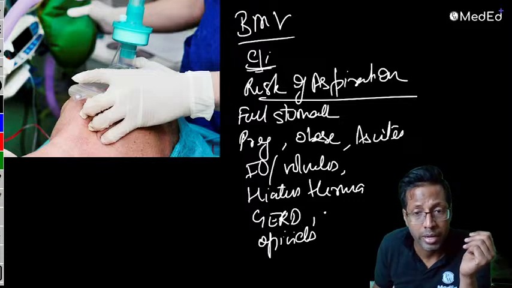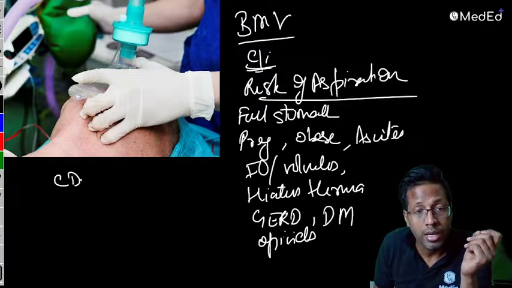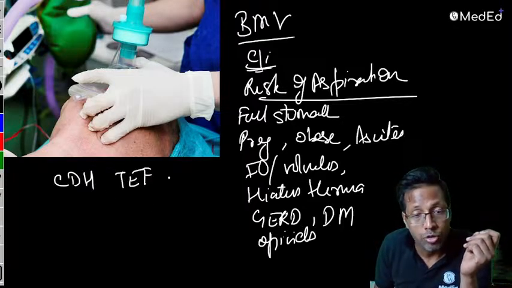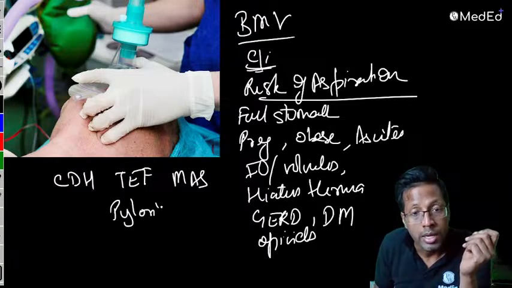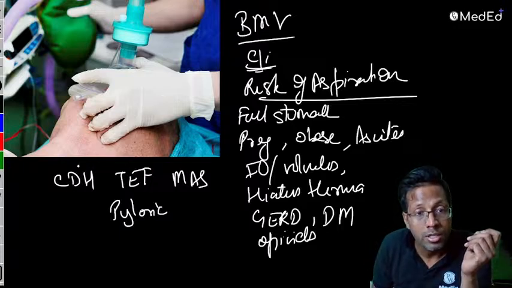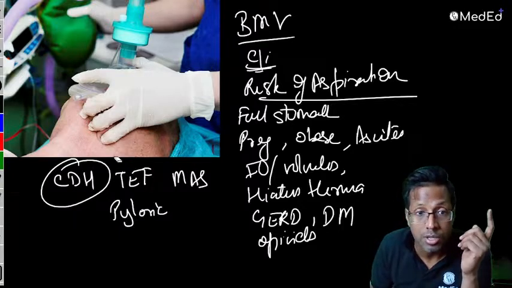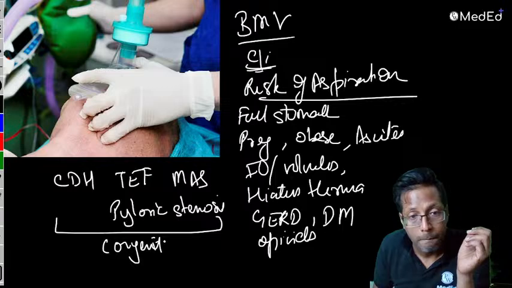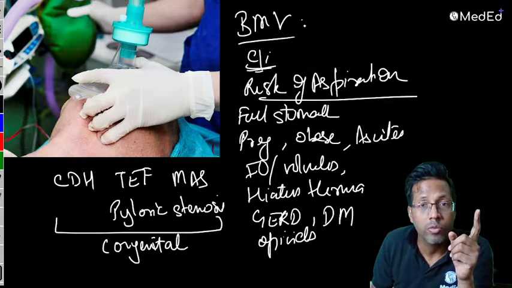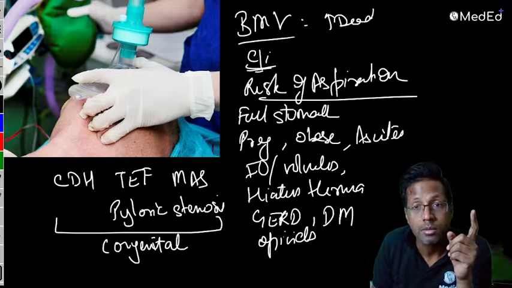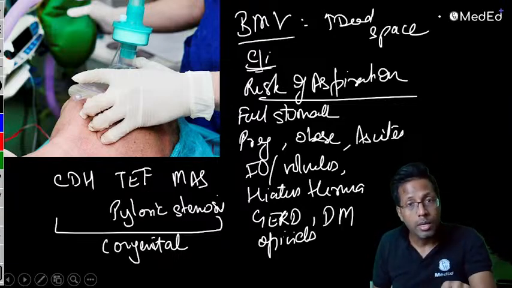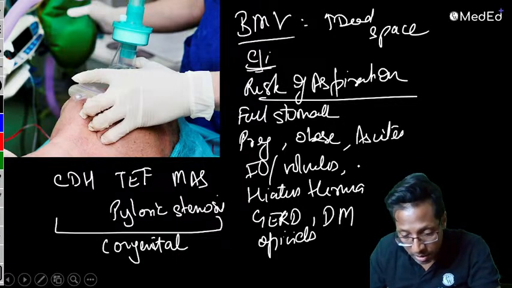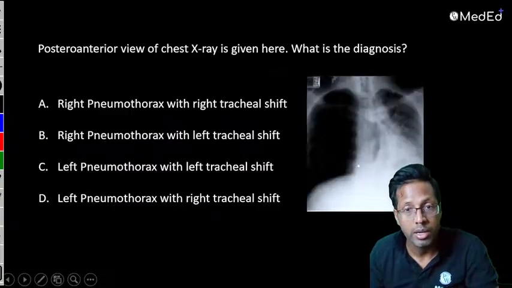This is basically delayed gastric emptying, diabetes mellitus, and congenital diaphragmatic hernia, tracheoesophageal fistula, meconium aspiration syndrome. These are all congenital causes, and pyloric stenosis. Here bag mask ventilation should not be done, and congenital diaphragmatic hernia was the question asked last year in INI-CET. Remember, bag mask ventilation side effect: it increases dead space. Tracheostomy and endotracheal tube decrease the dead space. Okay, done. So we are done with bag mask ventilation also.